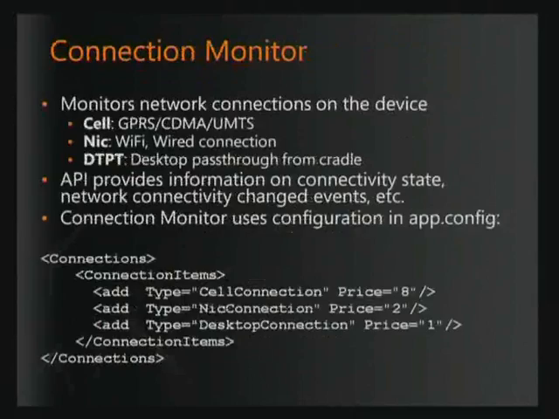Now this becomes interesting, particularly when we get onto the disconnected service agent in a moment. Think of it in cost terms, if you like. Using a cell connection over a phone network is going to be more expensive than using Wi-Fi, which again is probably going to be more expensive than using a desktop pass-through cable. So that's the relative costing there. We can use this later on when we program the disconnected service agent.